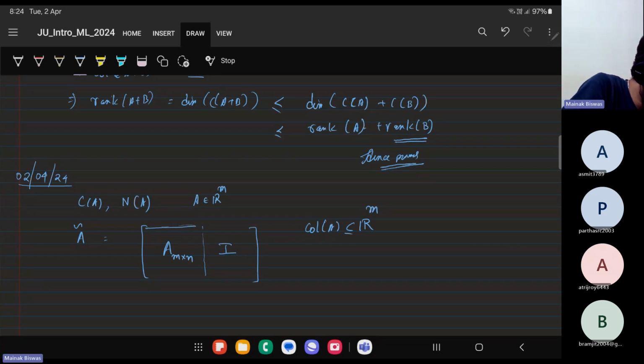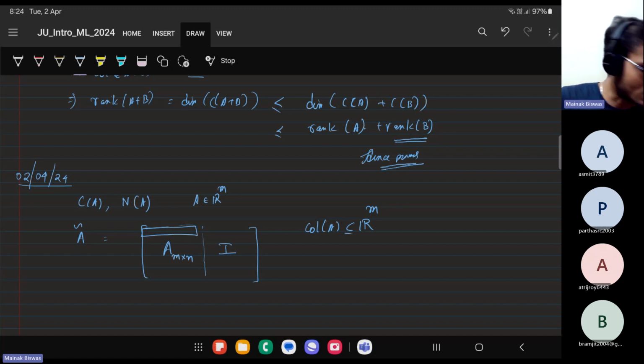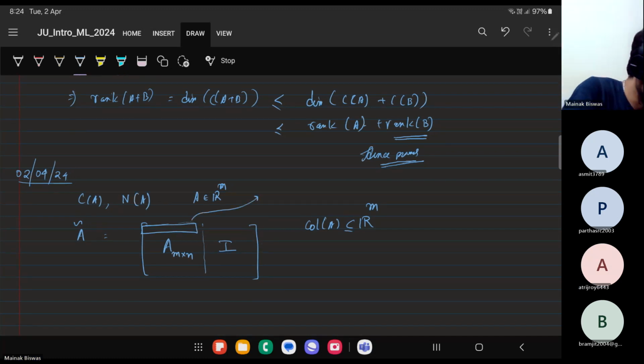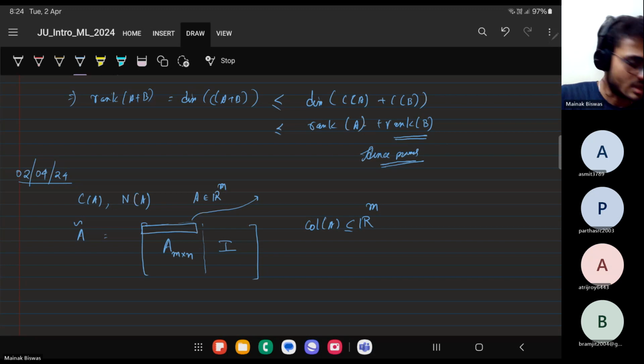So we want these rows to be the basis vectors, yes or no? In this method, because we are going to do elimination, yes or no? Yes. So if the rows have to be the basis vectors of the column space of A, how many dimensions should they be? They should be M dimensional.